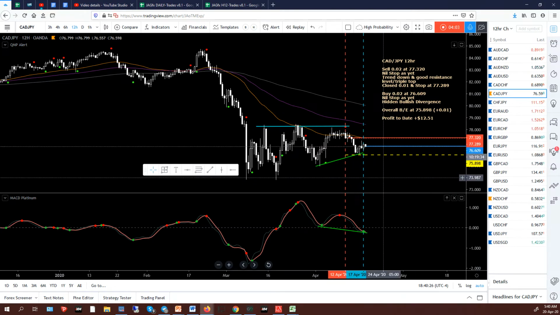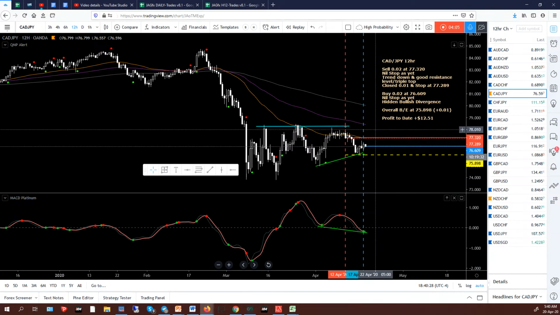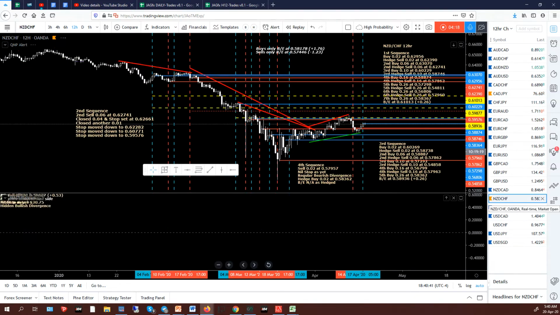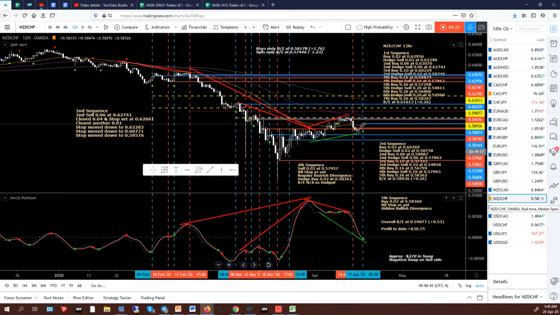So that's the plan. Hopefully it pushes up and goes through this sell stop. The sell gets closed out, then I can put a stop on this buy, something like that. That's the gist of it. All right, now that was all pretty straightforward. Wait till you see this dog's breakfast, the New Zealand Swiss franc. Now just bear with me.